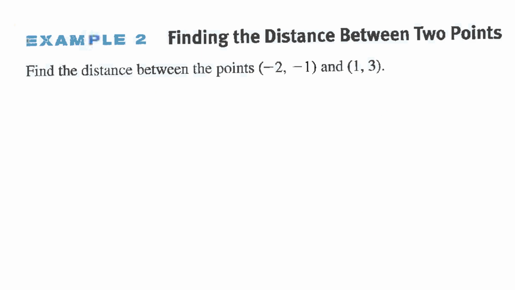All right, let's talk about the distance between 2 points. So we're going to do this 2 ways. We're going to logic it out first, and then we will talk about the actual formula. So here are our 2 points: -2, -1, left 2 and down 1. That's right there. And 1, 3, right 1 and up 3. All right. So we want to find how far it is between these 2 points.